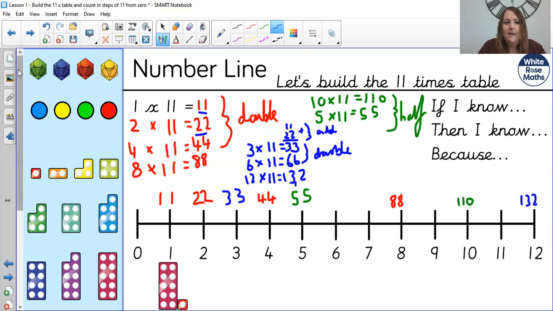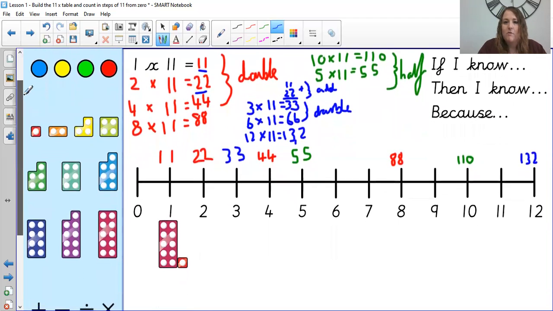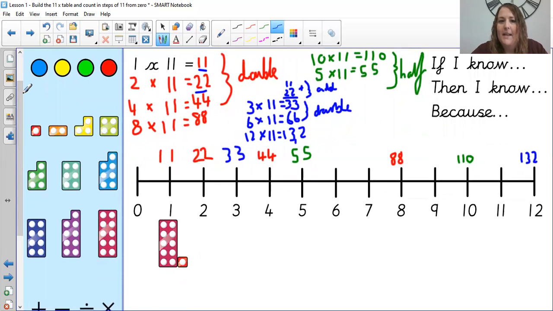I'm going to move it down slightly because I'm going to be needing to write on the bottom half for a minute to do my final few colours. I'm going to go to my 0 now. I know this one's quite simple because if I times anything by 0, it is 0. No groups of 11 is nothing. There's nothing in there because I've got no groups of them. Hopefully you've been able to pop that one in.